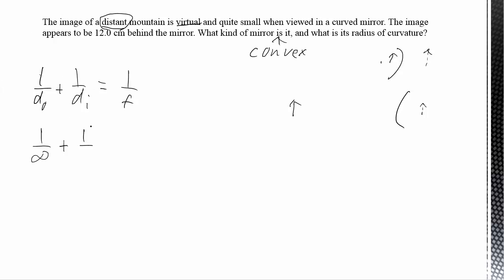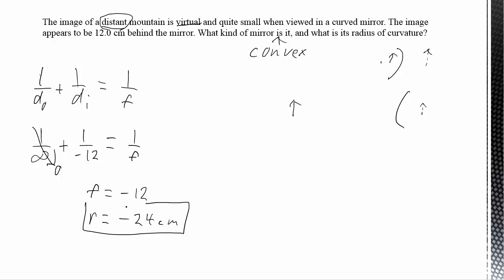So 12 centimeters. Now, since it's behind the mirror, that tells us about the sign. Again, you got to be real careful with these signs. You have negative 12, which means the 1 over dO term just goes to 0 because you're dividing by infinity. So the focal length is just equal to negative 12, and the radius of curvature is twice that, so negative 24 centimeters. And we wanted this to come out negative, right? Because we are dealing with convex mirrors.